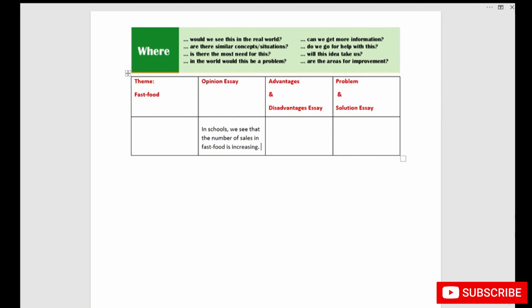Or you can mention this in your problem and solution essay. Let's paraphrase a little. There is a worrying increase in the fast food sales in educational institutions or educational places such as schools.